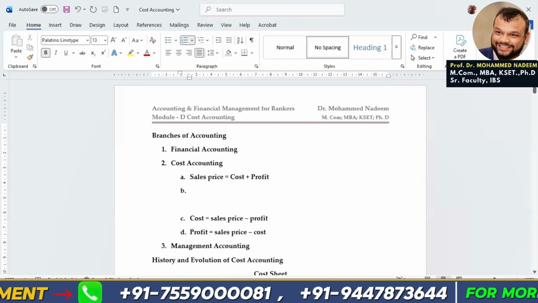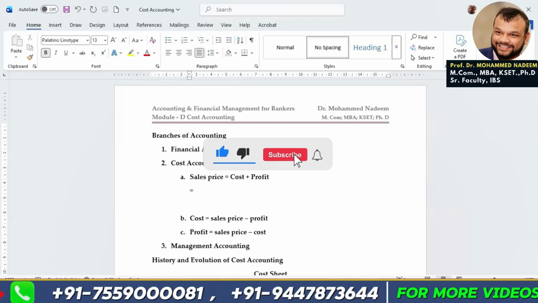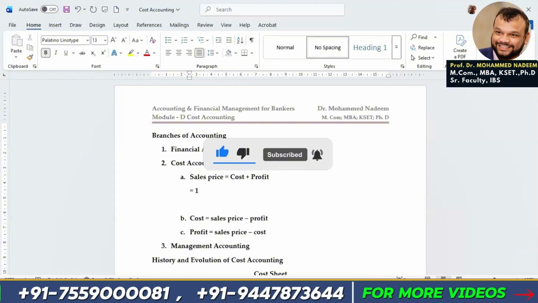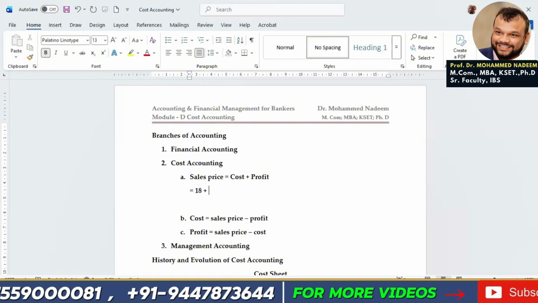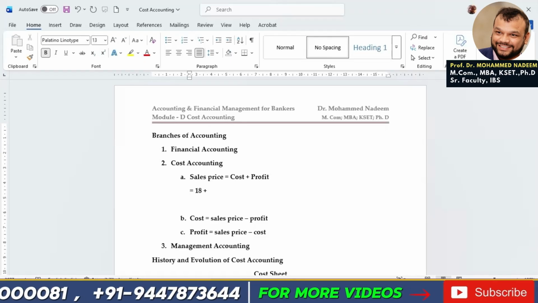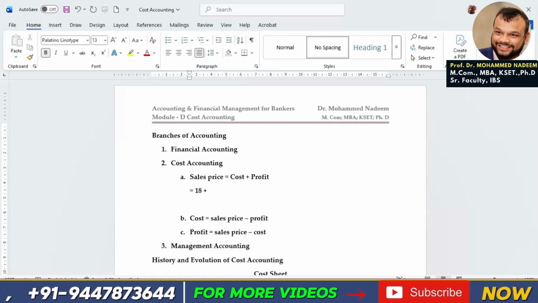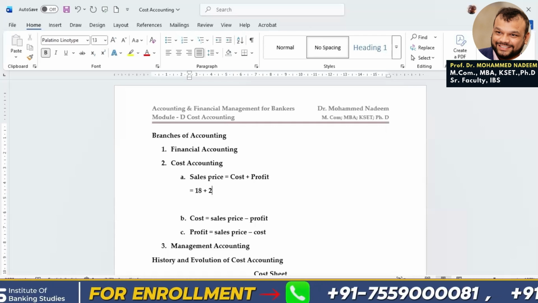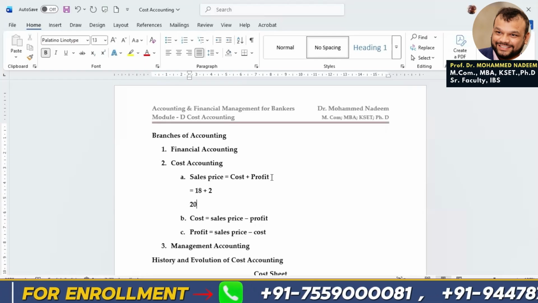In sales price, usually what happens is sales price is equal to cost you have incurred, 18 rupees, and profit margin you need to keep as 2 rupees. What is the selling price? 20 rupees. This is one example.